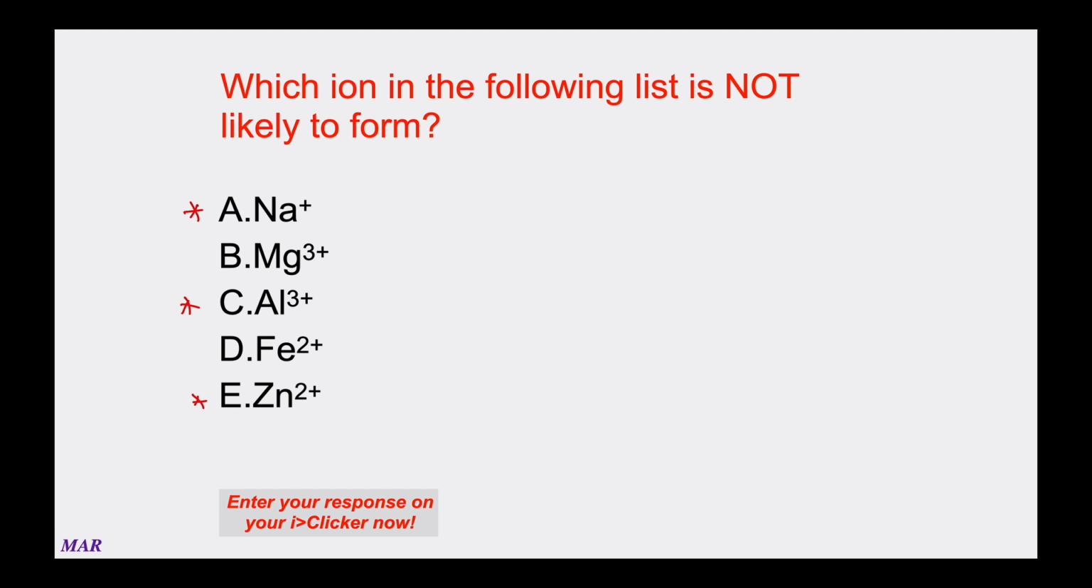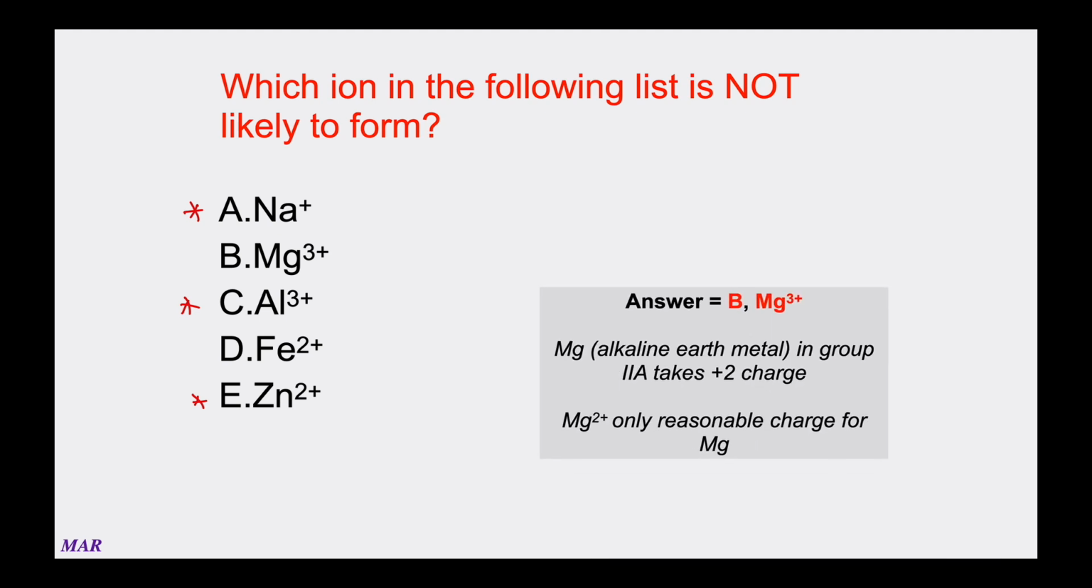So iron +2 is as reasonable as anything. It doesn't seem unreasonable, but really what I want you to look at here is answer B, because magnesium is a group 2 or group 2A metal, and those guys always want to be +2. You will very, very rarely find magnesium +3 in a lab.